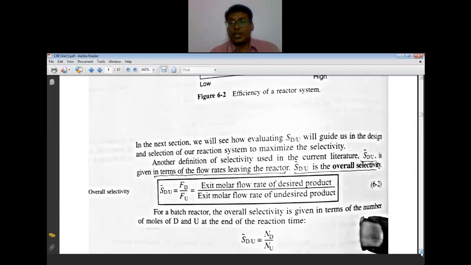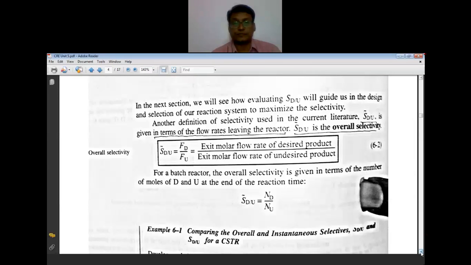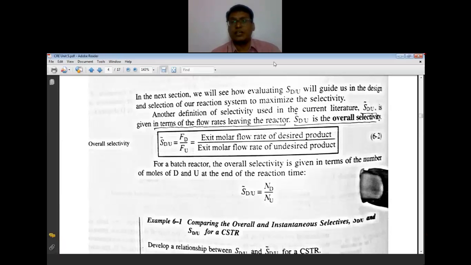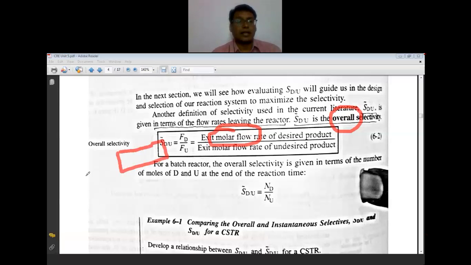The next is the overall selectivity. Now, what is overall selectivity? It incorporates the molar flow rates, or the amounts. When it's a continuous reactor, it will be the molar flow rate, with a continuous inlet and outlet.